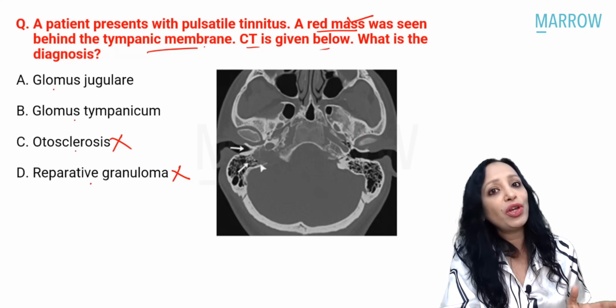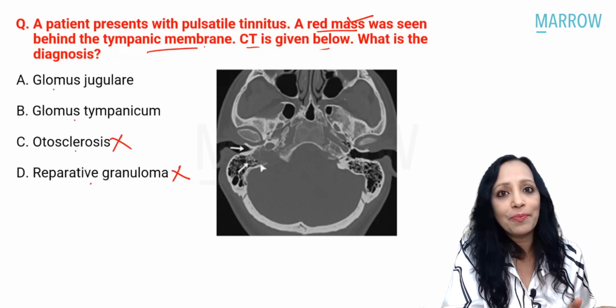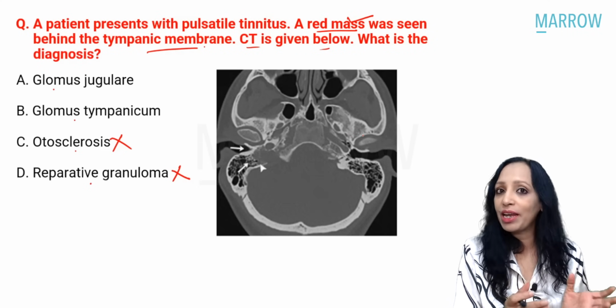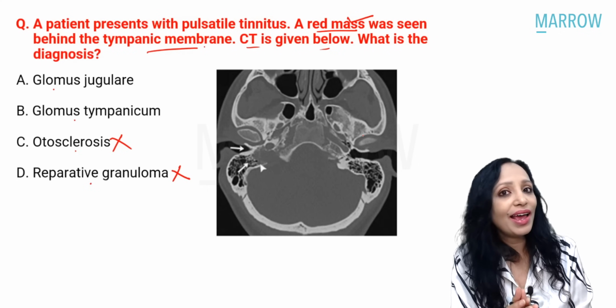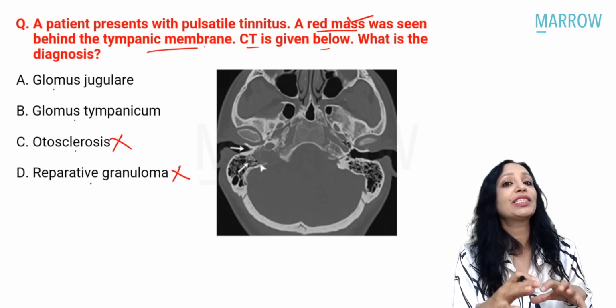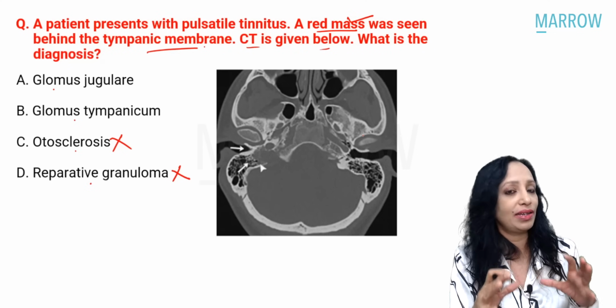But before that, do we know that glomus tympanicum arises from where? Yes, it arises from the tympanic plexus that is on the promontory. Whereas the glomus jugulare arises from the jugular bud that is in the floor of the middle ear.